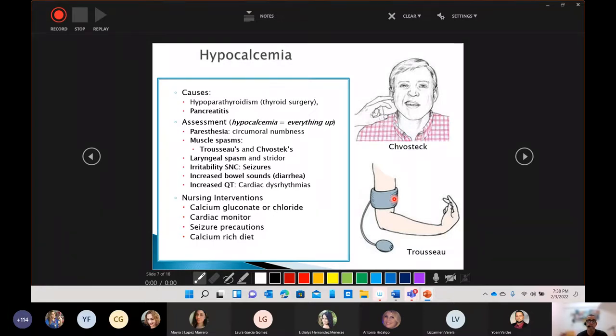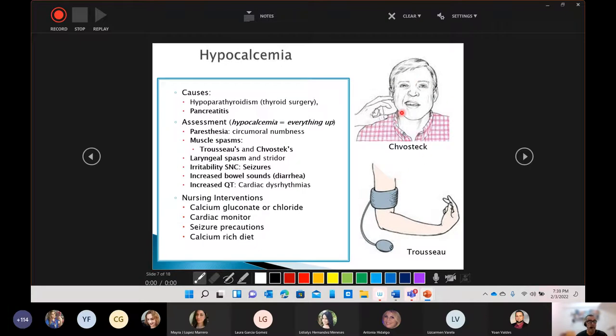This is the true soul. A way of not confusing the two is to remember that cheek is the name of this part of the face. We see the twitching of the cheek when you tap on the cheek, and Chvostek is written with CH, the same as cheek. And blood pressure in Spanish is called tension. Take my tension, toma la tensión. So Trousseau, tension. Don't forget these two signs because they are frequently tested.